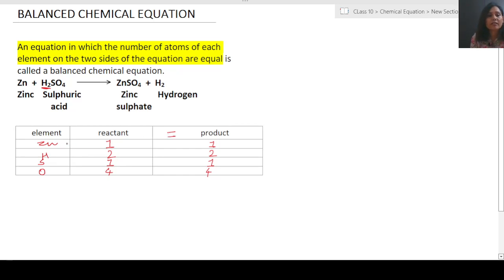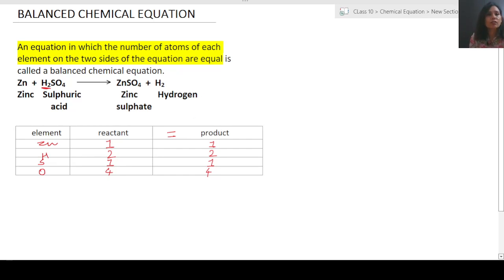Now you see that on the reactant side and the product side, the atoms of each element are the same. For example, zinc is 1 in reactant, it is also 1 in product. H is 2 in reactant, H is also 2 in product. S is 1 in reactant and 1 in product. O is 4 in reactant and it is 4 in product. So all the elements have the same number of atoms on both sides, the reactant side as well as the product side. So it is called a balanced chemical equation.